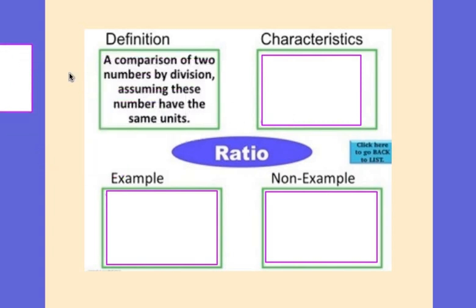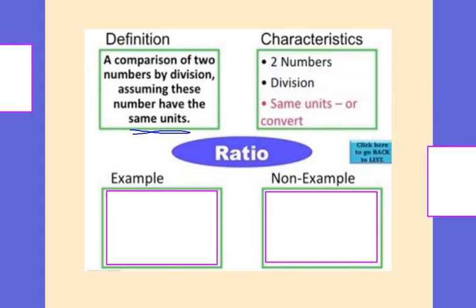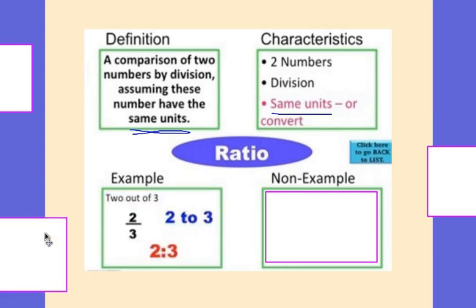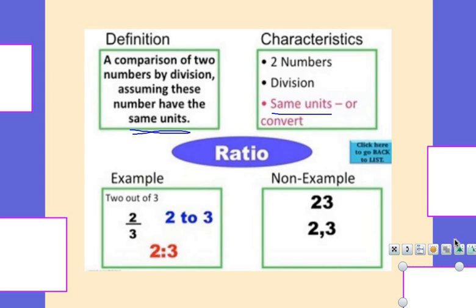Right, so my definition is a comparison of 2 numbers by division, assuming they have the same units. They must always have the same units. My characteristics, I've said it's 2 numbers, a division, and again, same units. Some examples I came up with were 2 out of 3, and some non-examples, I've just said 23 or 2, 3, they're clearly not ratios.